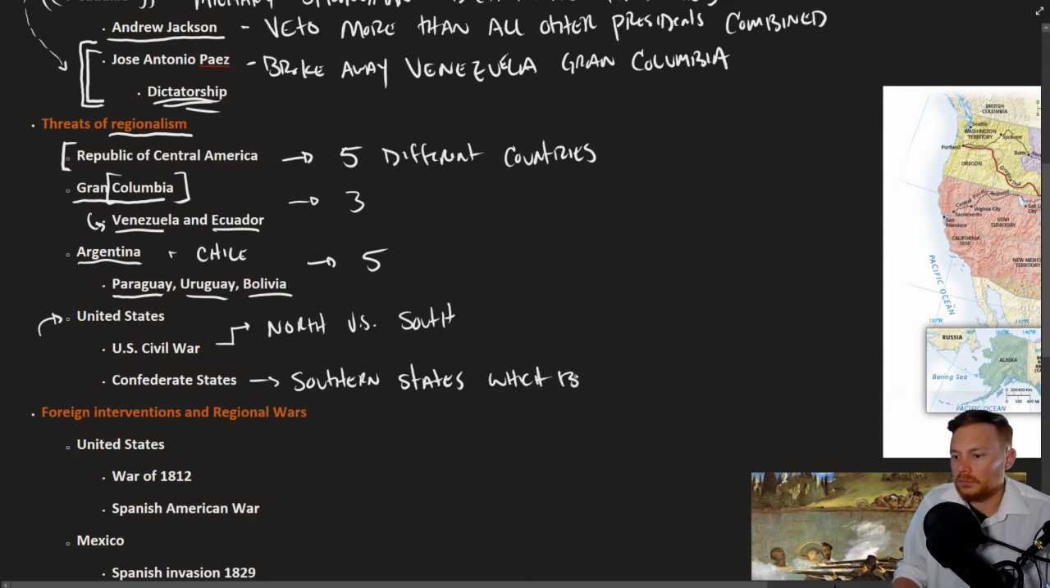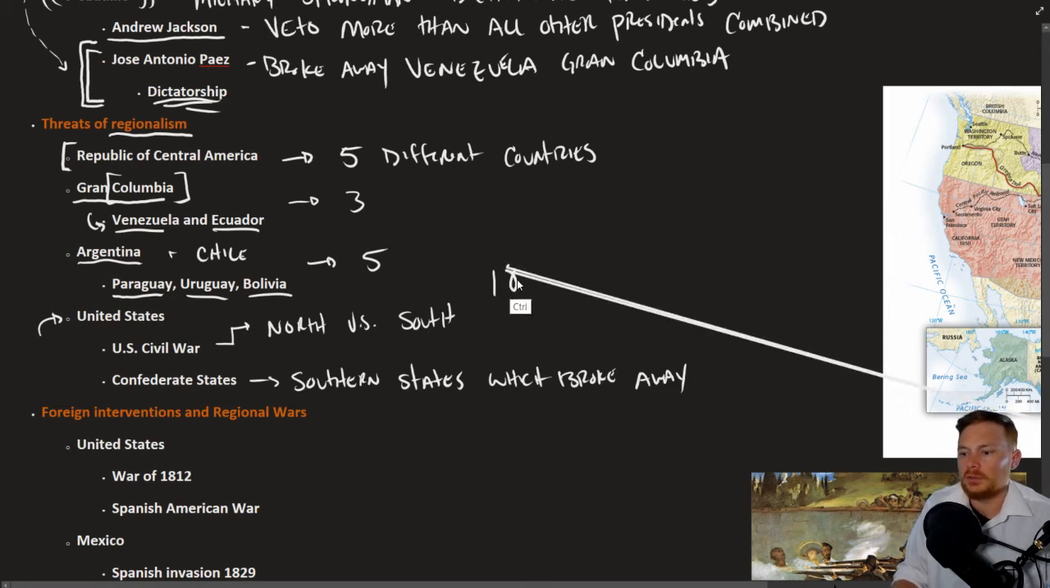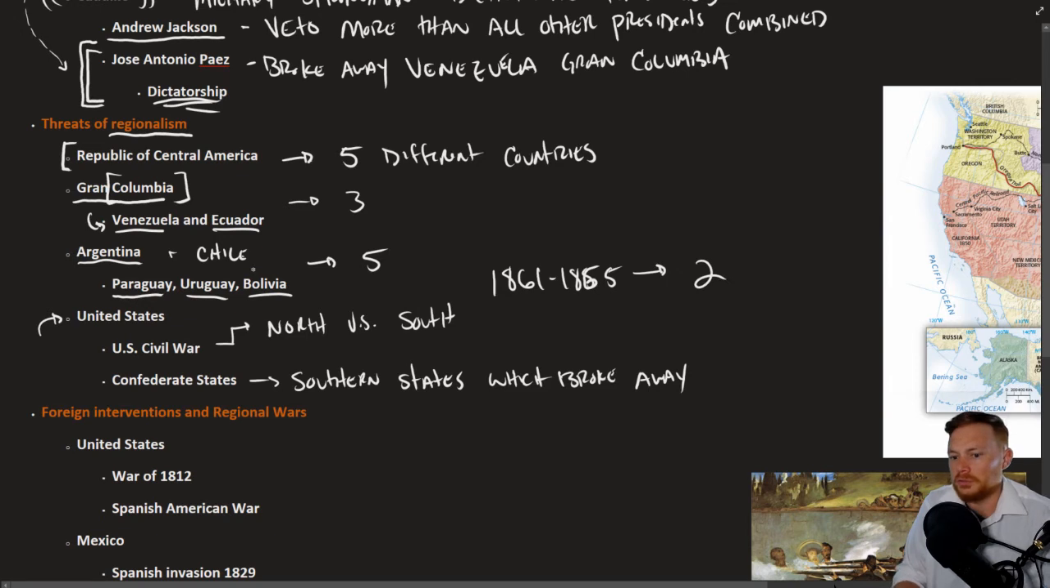Which broke away, right? And at least for a short time period, from 1861 to 1865, that's not a 6, there were essentially 2 United States, right? The Confederate States and the United States. However, the North won, and the southern states were forced to rejoin, and so the states, at least in the U.S., remained united, right? The states remained united.